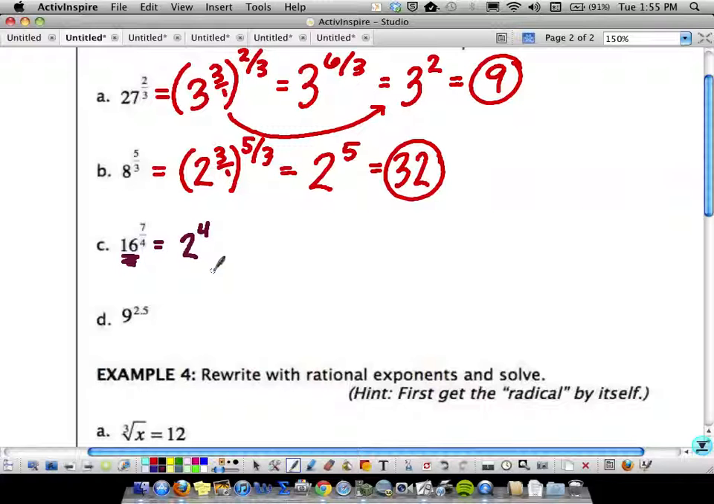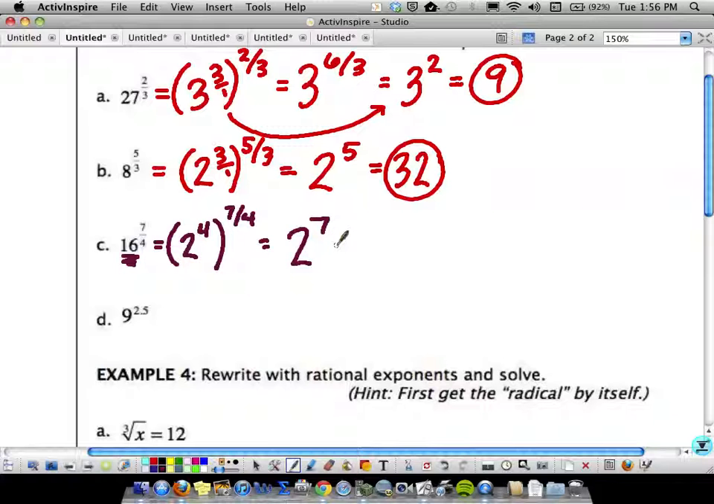So 16 is the same thing as 2 to the 4th, and then I will still raise that 2 to the 4th to the 7/4 power. We can multiply 4 times 7/4. The multiplying by 4 cancels out that denominator of 4, so we're left with just 2 to the 7th.